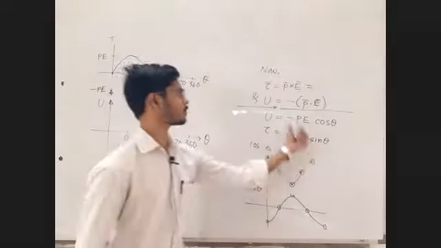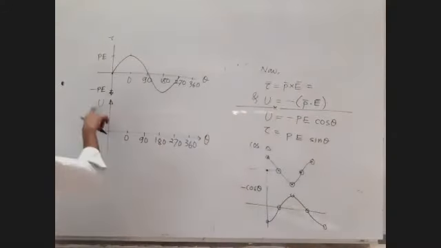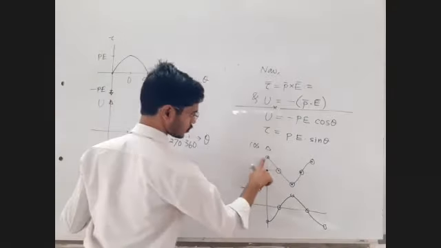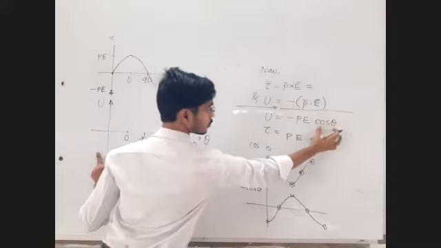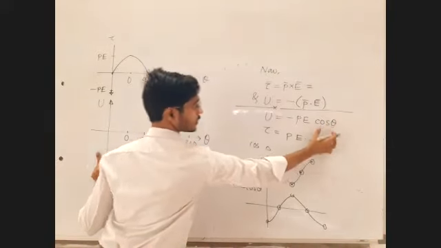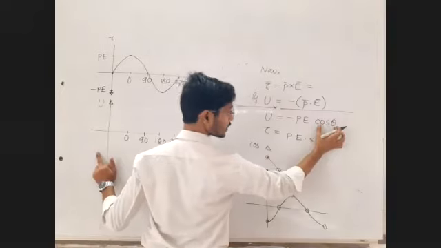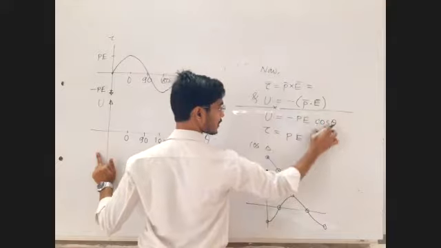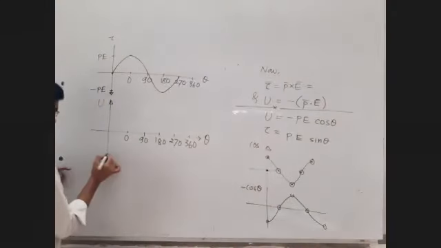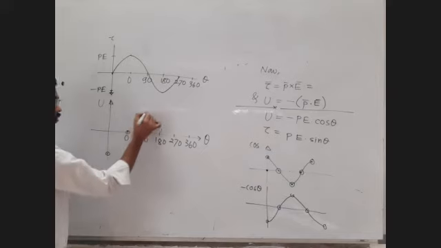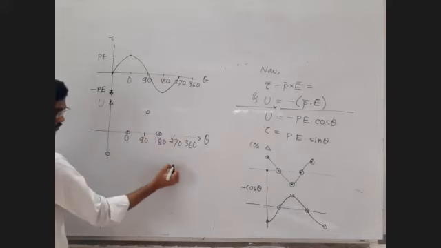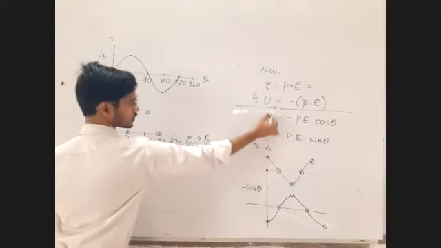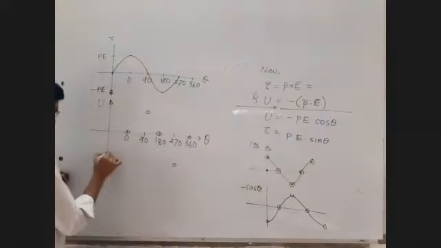Now let's draw the graph of minus cos for the potential energy. The plus cos graph starts at plus 1. Cos 0 is equal to plus 1, that is the plus cos graph. But cos 0 equal to plus 1 into this minus sign means minus 1. So the graph will start at minus 1. So minus 1, 0, plus 1, 0, minus 1, 0, plus 1, 0, minus 1, 0. So it should be this.